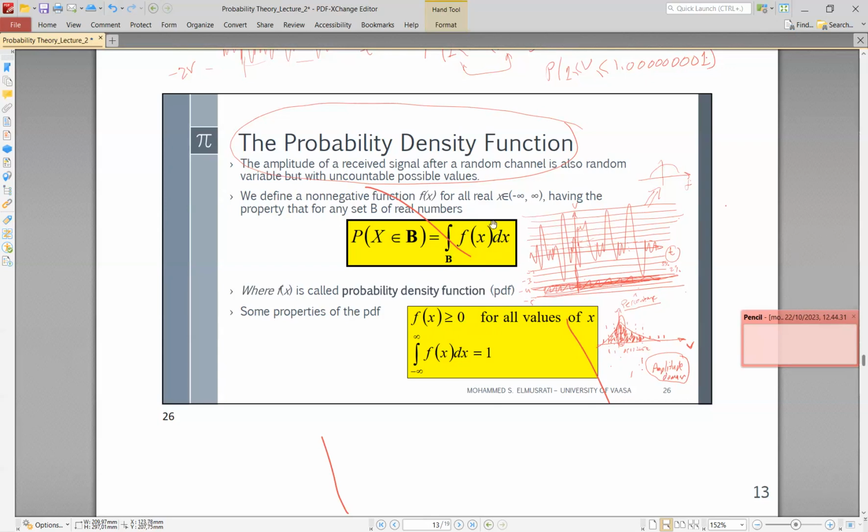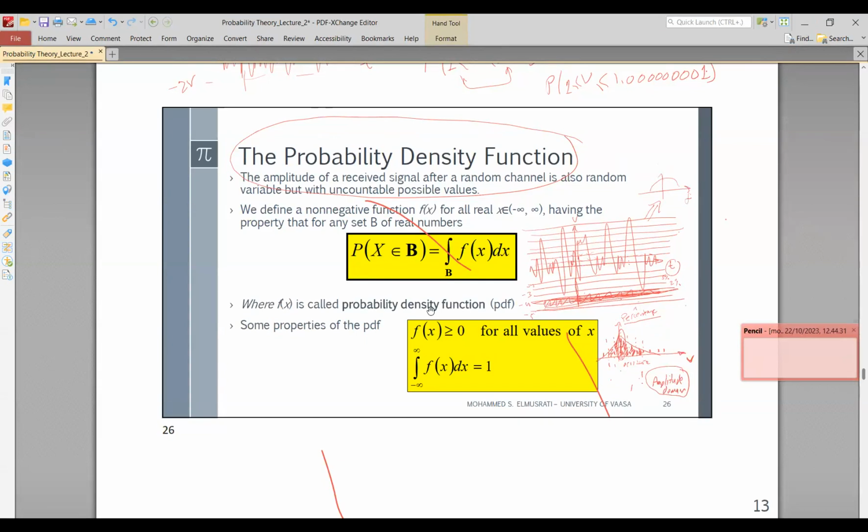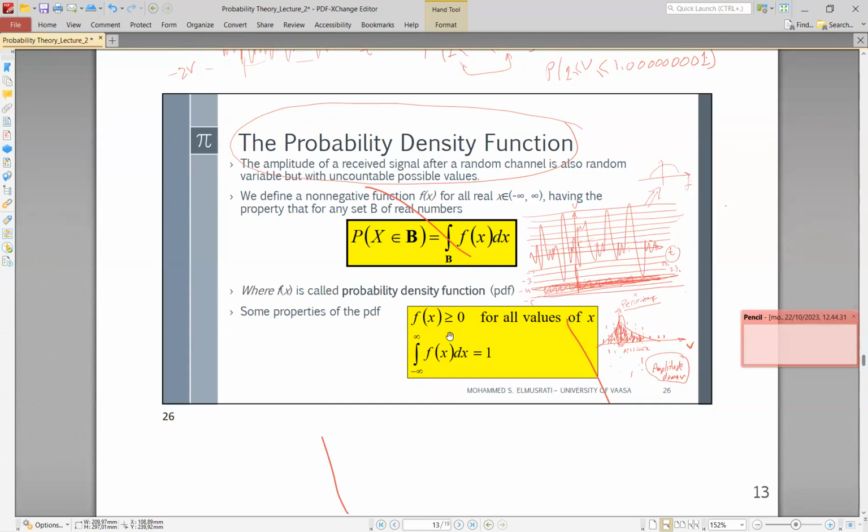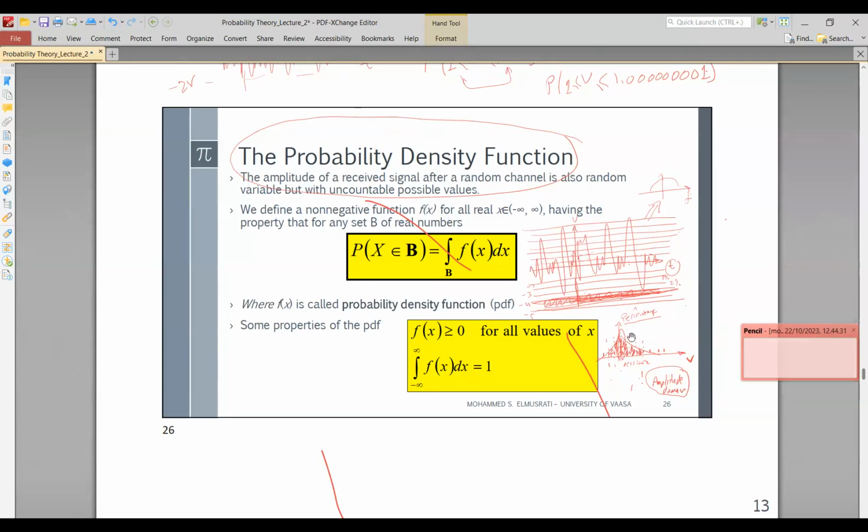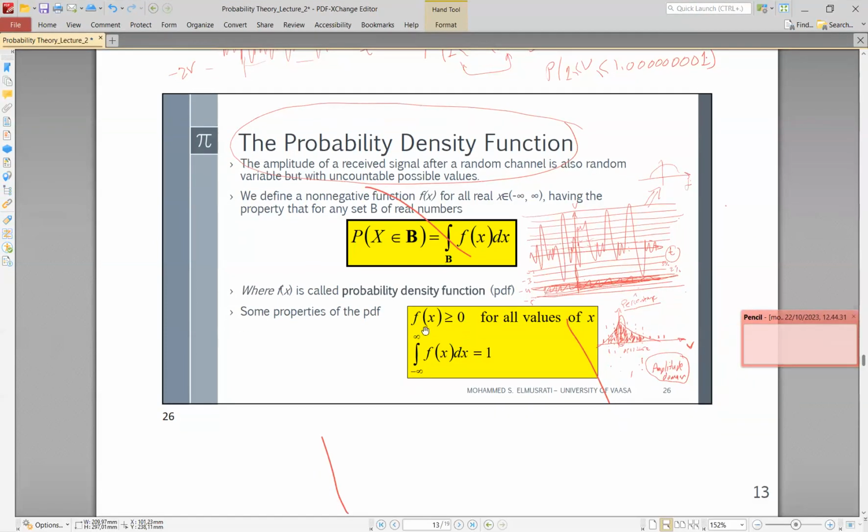We define the probability density function as f of x. The probability that x belongs to any set B is the integration, or the area under that set B, of f of x dx. The probability density function is always positive because it represents probability, so it cannot be negative. It is not possible to define the percentage to be negative. The percentage is always positive. You have 0%, 1%, 2%, 5%, but cannot be negative. So the amplitude domain must always be positive, so f of x is greater than or equal to 0 for all x.